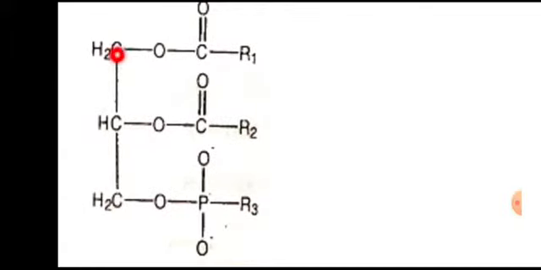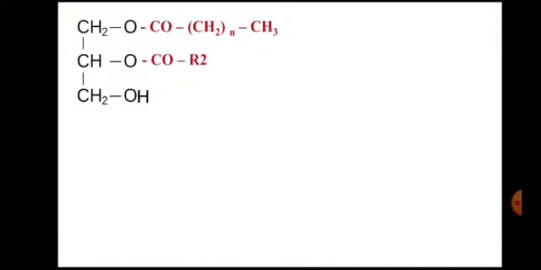We can see this is the glycerol backbone, with an ester bond which is bound to a hydrocarbon chain. This is the hydrocarbon chain of one fatty acid. The second carbon is again bound by an ester bond to the second fatty acid, that is a hydrocarbon chain, and the third carbon is bound through a phosphodiester linkage, through this phosphate group which is bound to oxygen atoms and a functional group, that is R3. We'll see the structure of this phospholipid in detail.